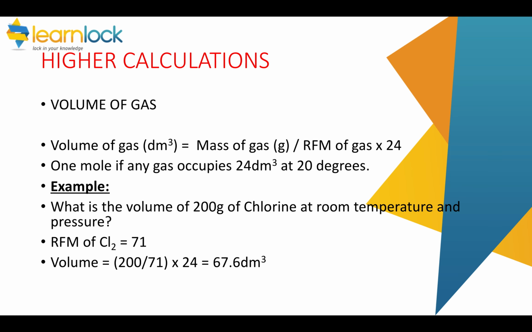These are higher calculations that would be in the higher exam paper. You would also need to be able to calculate the volume of gas. And you would need to know that 1 mole of any gas occupies 24 dm3 at 20 degrees. So the question is, what's the volume of 200 grams of chlorine at room temperature? Well, you take the mass, divide it by the relative formula mass of chlorine, which is 71, and then times it by this number, 24.